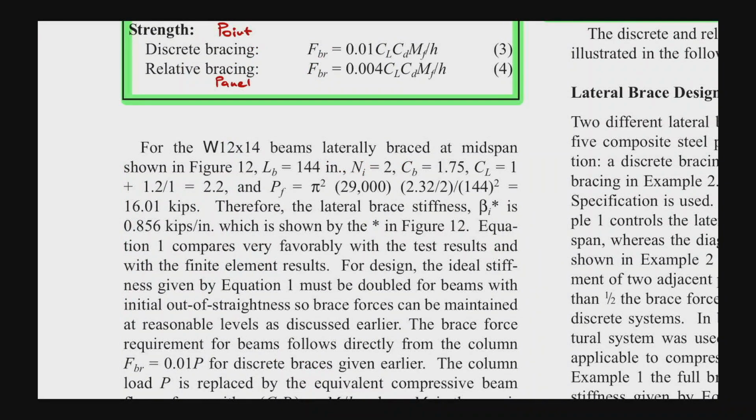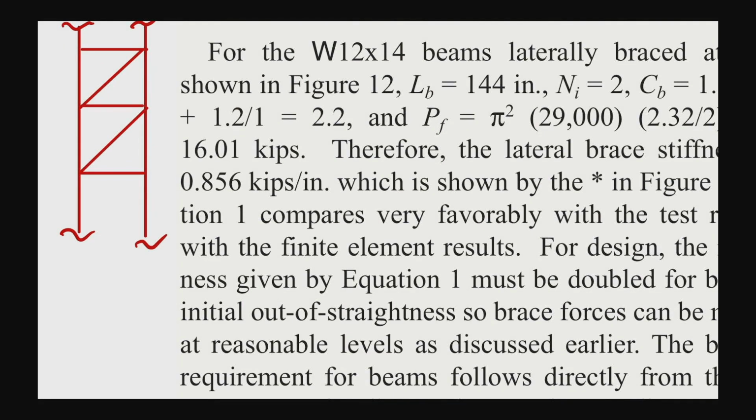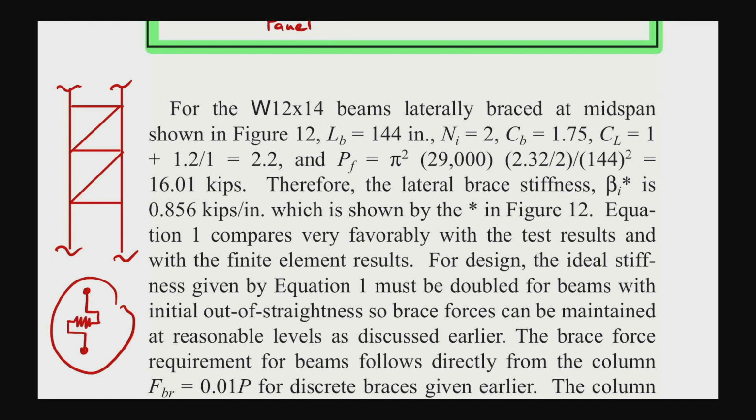So let's take a look. If you have the column like this, and you brace the column like this, okay, this is a relative bracing when you just put this diagonal brace. The brace gives the relative stiffness between this level and this level. So it is like you are giving a spring between two levels. Here it's like this. This spring is representing the diagonal brace.